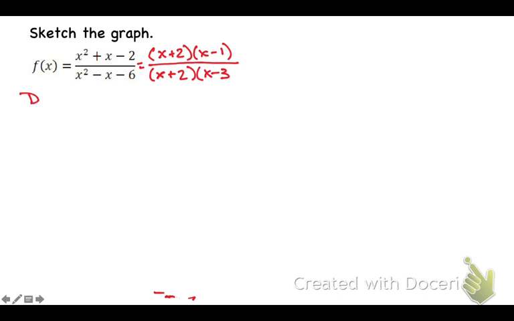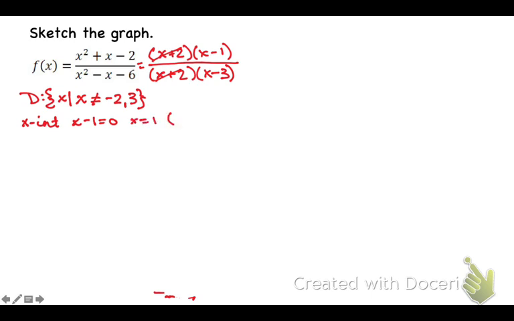So my domain is going to be what makes my denominator 0 right now, which would be x cannot equal negative 2 and 3. And then I'm going to reduce out my x plus 2's. So my x-intercept, I'm going to use just my reduced. So I have the numerator equal to 0. So x minus 1 equals 0. So x is going to equal 1.